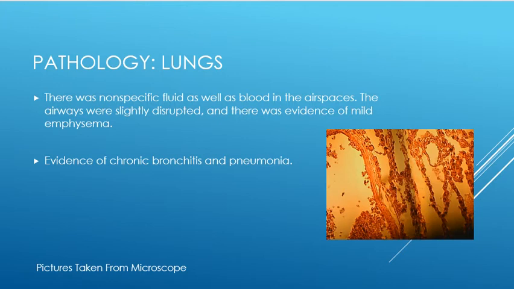So there was nonspecific fluid as well as blood in the air spaces. The air spaces were also noted to be slightly disrupted, and there was evidence of mild emphysema. And these findings were suggestive of chronic bronchitis and pneumonia.